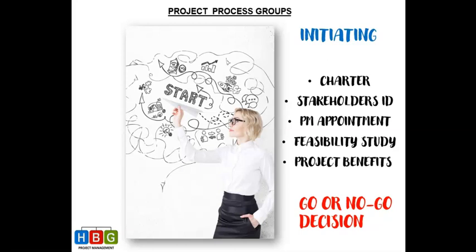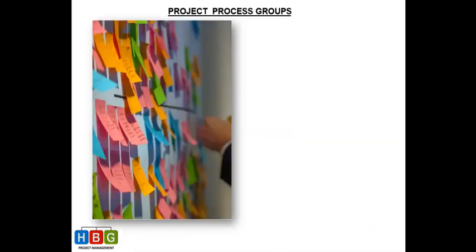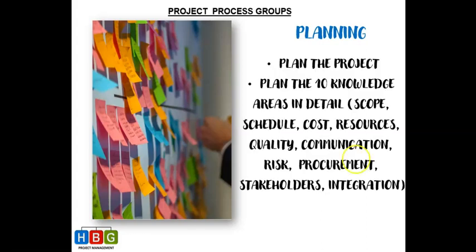Okay, so then we've done the initiating of the project, and then we start going over into the planning of the project. Okay, so initiating is done, we have our go decision, now we need to start planning the project. So what are the major things that we look at during planning? So firstly here, we plan the project. You cannot do a project if you haven't planned it in detail. So what we do is we plan the 10 knowledge areas in detail.